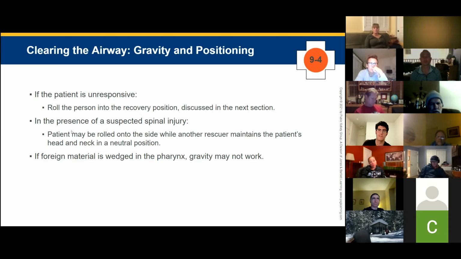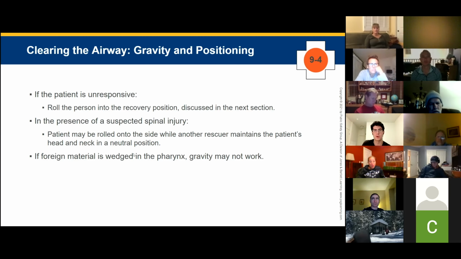So this is an option if you suspect a C-spine injury. Not necessarily a full spinal injury, because recovery position would be too much manipulation for that. But if it's just cervical spine you're worried about, you can have two people work in coordination. One holds the head, one rolls the body to move them into recovery position while protecting their neck. That is an option.